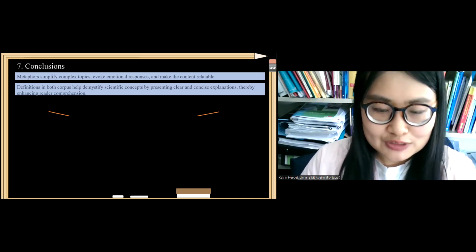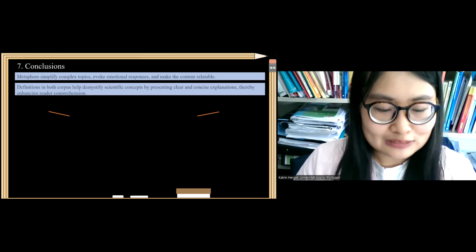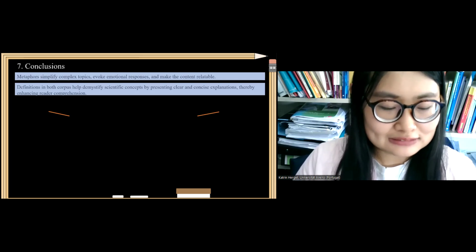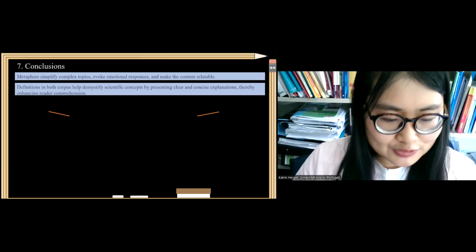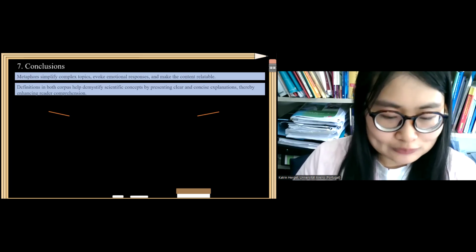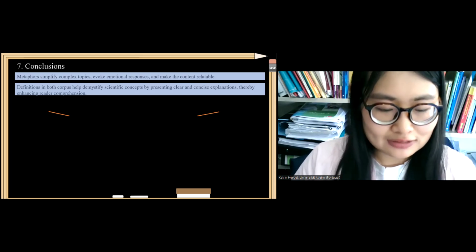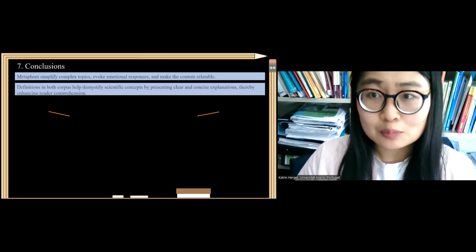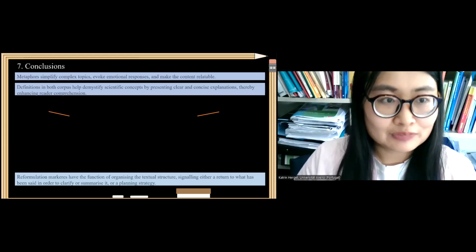The explanation strategy, definitions, in both corpora helps demystify scientific concepts by presenting clear and concise explanations, thereby enhancing reader comprehension. In the Chinese corpus, the term gastric persimmon stone disease is clearly outlined, with its causes and processes, providing a straightforward explanation that enhances comprehension.